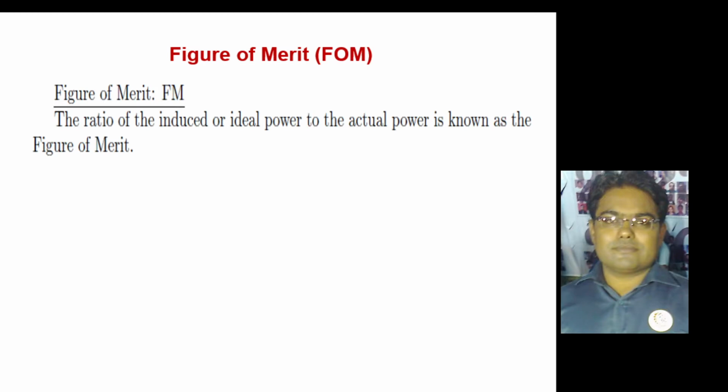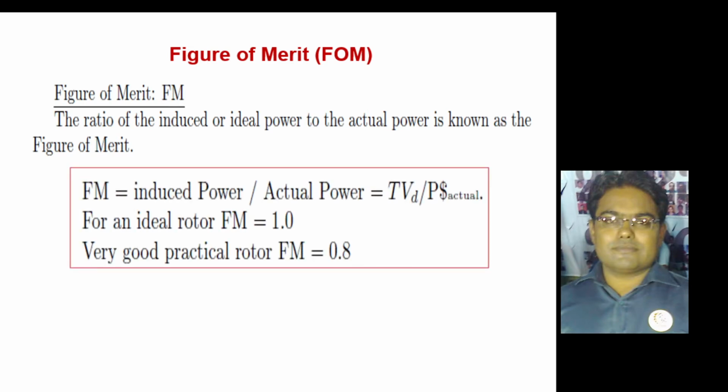The figure of merit is defined as the ratio of induced or ideal power to the actual power. So the ideal power by actual power ratio is known as the figure of merit, given by this equation. Usually for the ideal case, the figure of merit is 1, that means induced power is equal to the actual power. But in most cases, it will be less than 1. For a very good practical rotor, the figure of merit will be equal to 0.8.